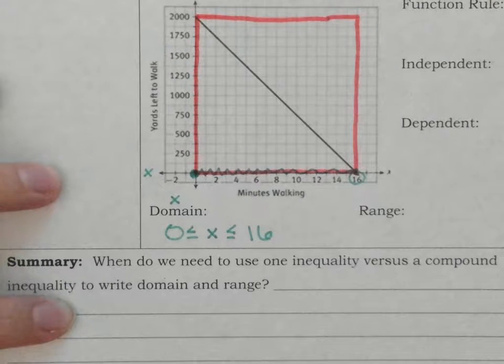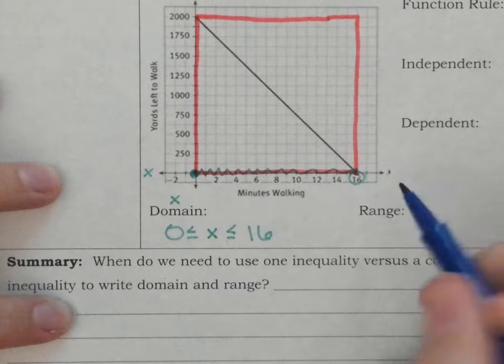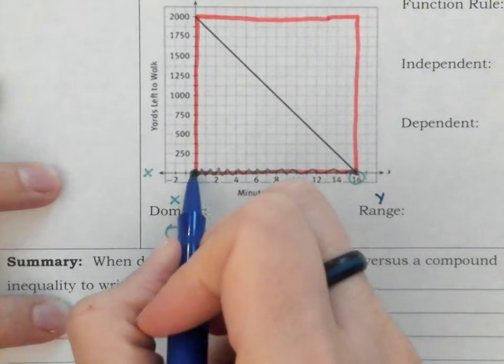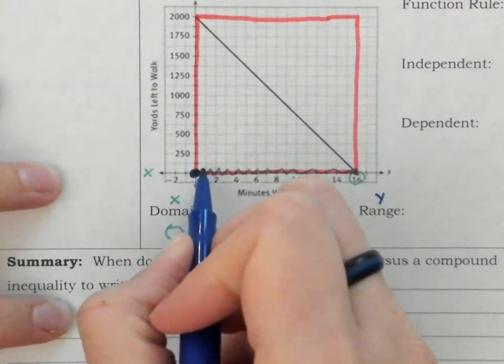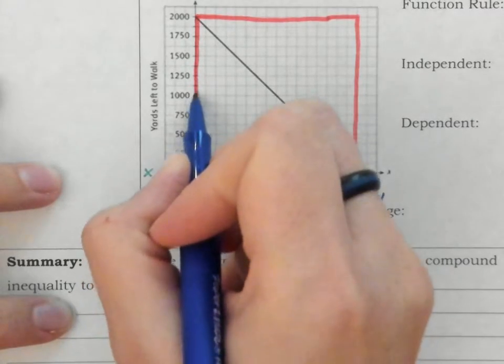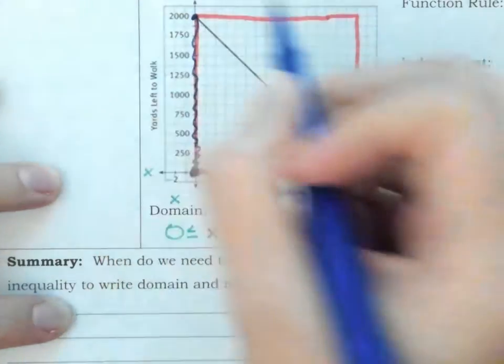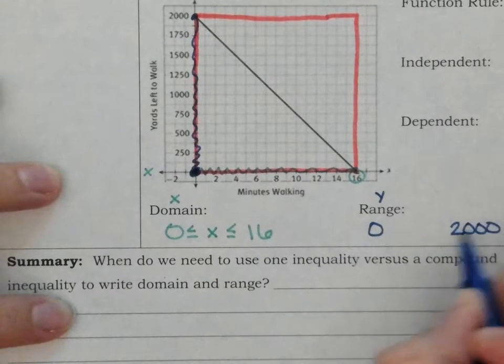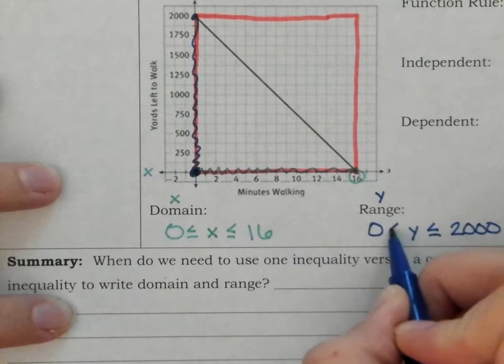And then the range is my y values, and again I want to look at just my y-axis and where does it start, and it also starts at 0 and goes all the way up to 2,000. So from 0 to 2,000. And that's y, and you put your symbols.